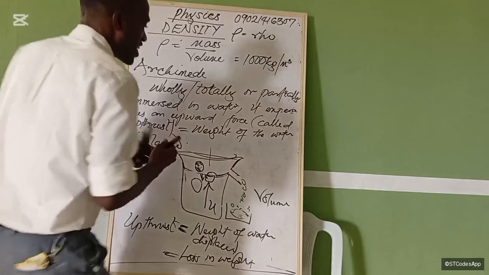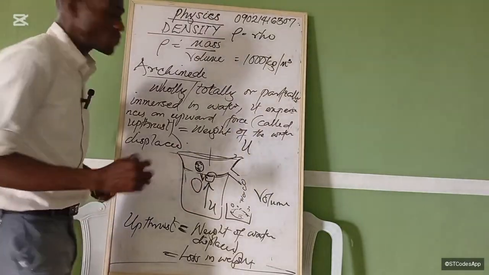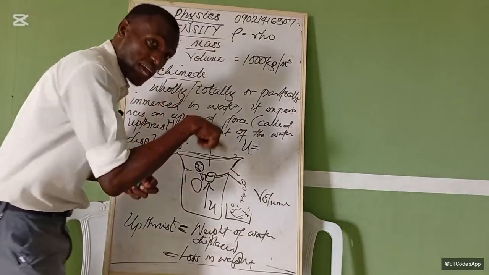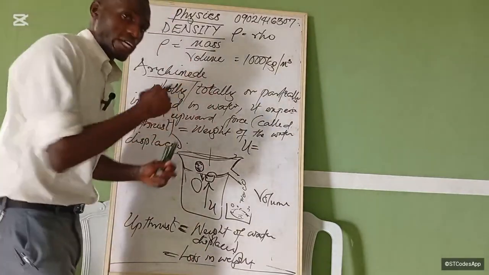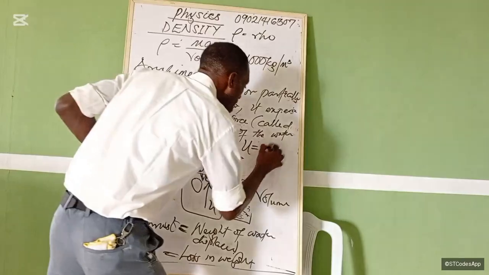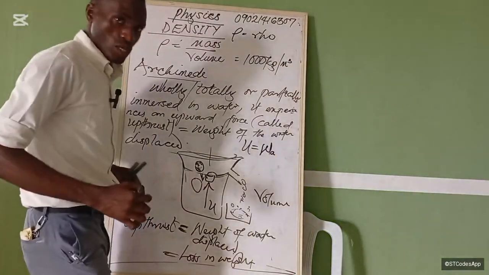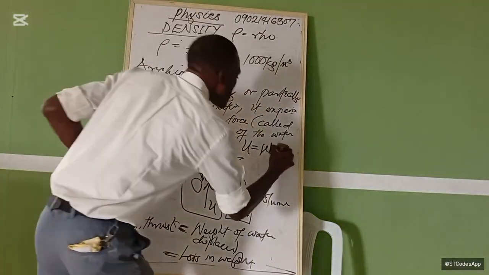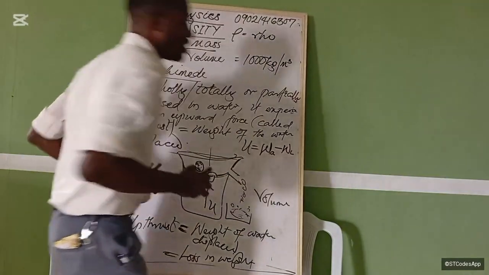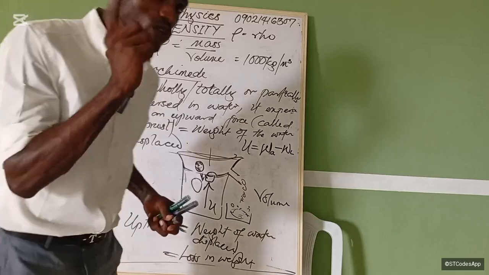So it is such that the upthrust on a body, acting upward on that body, is going to be the weight of the substance in air, which is the actual weight of the body, minus the weight in any liquid that it is put in. Don't forget that.